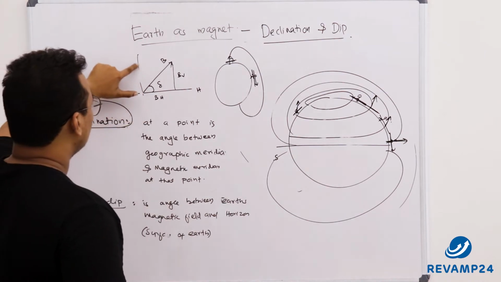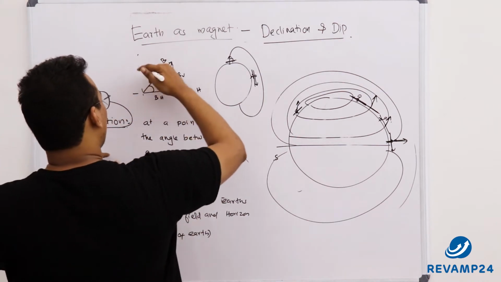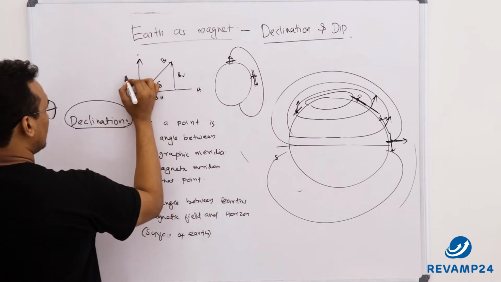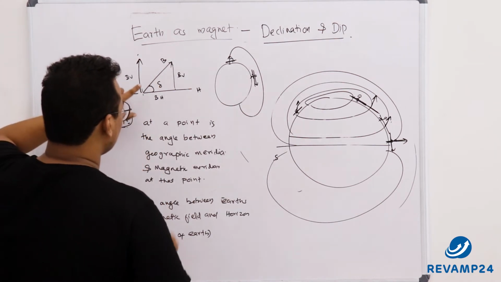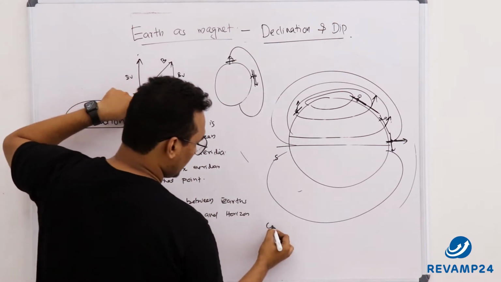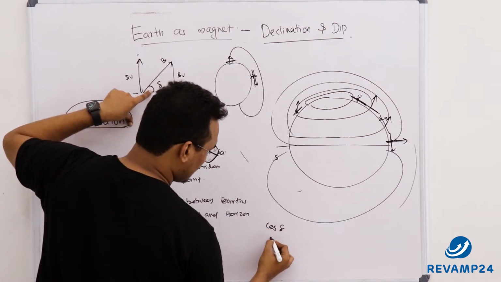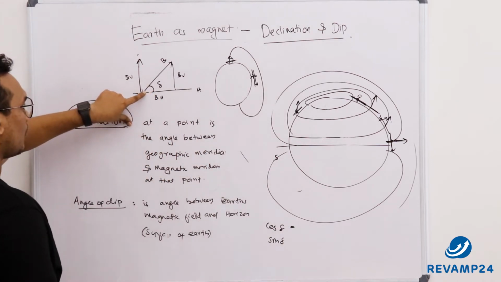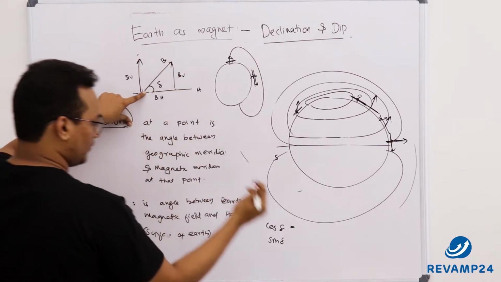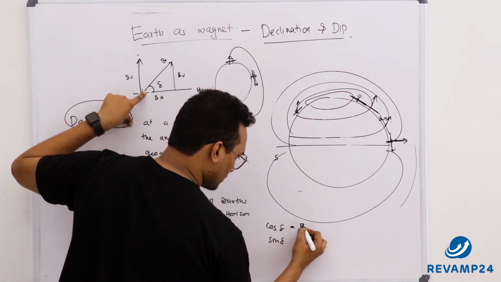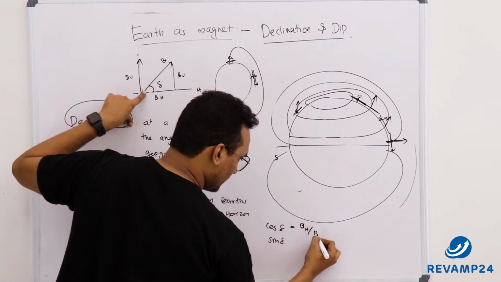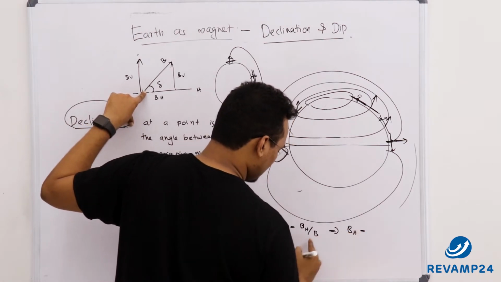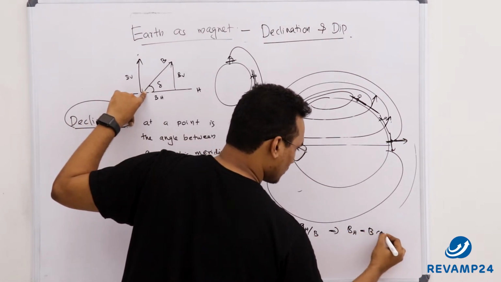Okay, so the same thing when I copy here, I will get a line in this way. This is B vertical. Now what is cos dip from here? Cos dip is nothing but adjacent by hypotenuse. That is BH divided by B. So this implies the horizontal component BH is equal to B into cos dip.